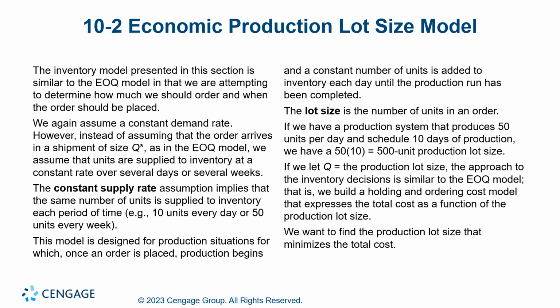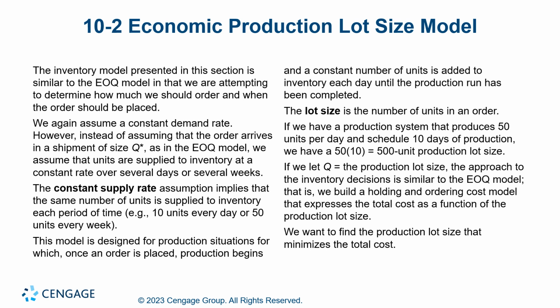Now, under the economic production lot size model, we assume that the units are supplied to the inventory at a constant rate over several days or several weeks. And the constant supply rate assumption implies that the same number of units is supplied to inventory each period of time. It might be 10 units every day, 50 units every week, and so on. So this model is designed for production situations for which, once the order is placed, production begins and a constant number of units is added to inventory each day until the production run has been completed.